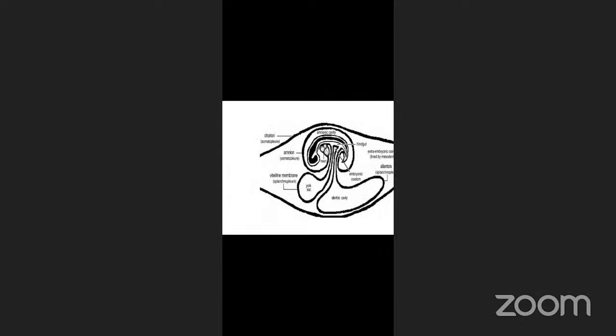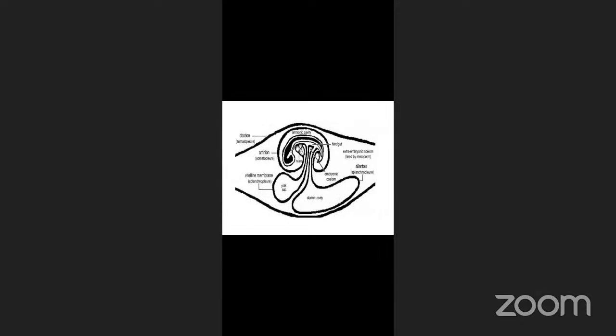So the outermost membrane, you can see chorion, which is the somatopleure, and inside you have amnion. Within the amnion, you have the amniotic cavity, and there the fetus is growing. So you have hindgut and heart there, and embryonic coelom is there at the end. And towards this side, you have the vitelline membrane which surrounds the yolk sac, and allantois which surrounds the allantoic cavity.